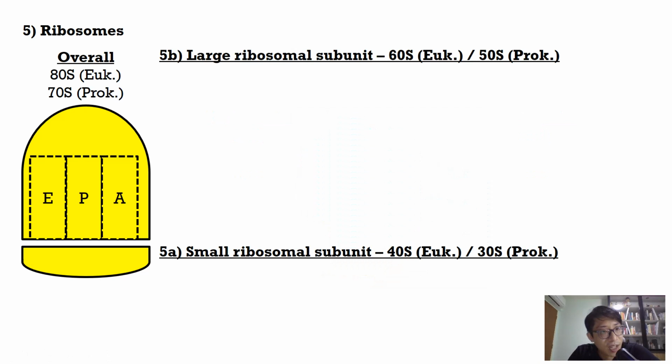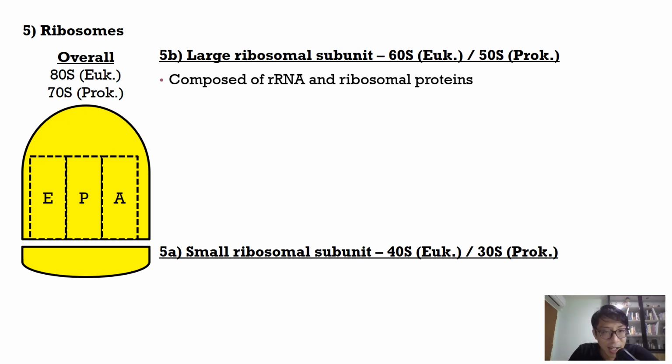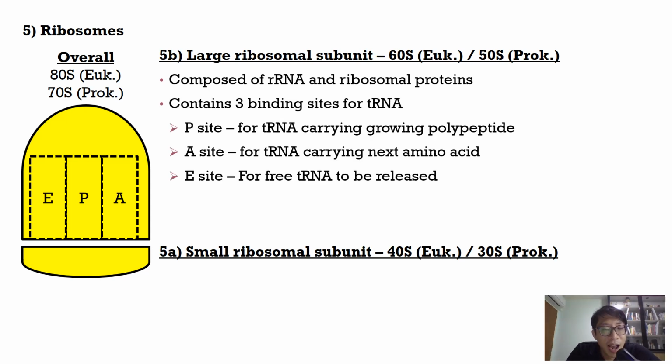So we start with the large subunit first. Each subunit is composed of rRNAs and ribosomal proteins. Each of the ribosomal subunits is a complex of nucleotides and proteins. All right, there are three binding sites for tRNA in the large subunit. The peptidyl tRNA site is in the center here.